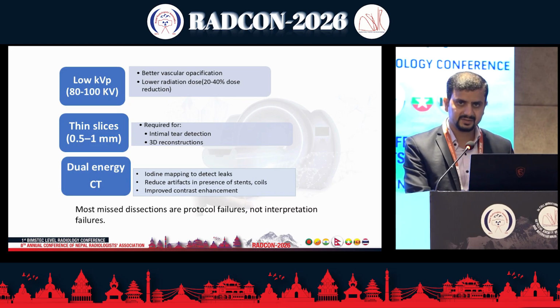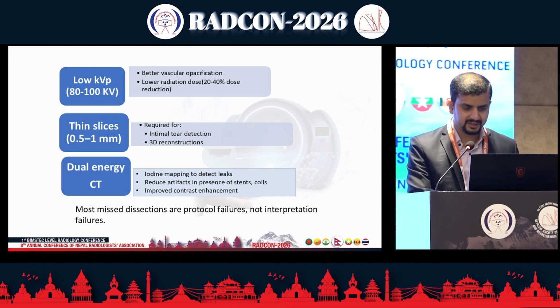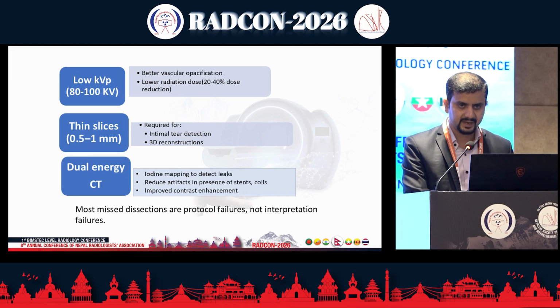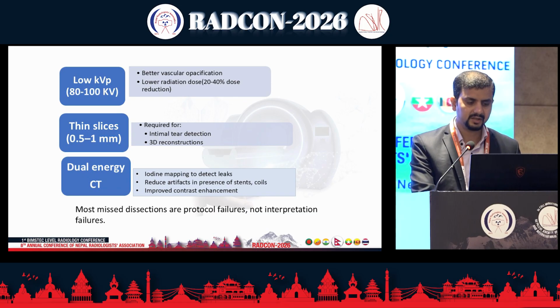And if the service is available, dual energy CT helps in detecting subtle leaks by means of iodine mapping. Also, high monochromatic beams help reduce artifact in the presence of stents and coils, and low monochromatic imaging helps with contrast enhancement. Most cases of missed dissections are protocol failures, not interpretation failures.